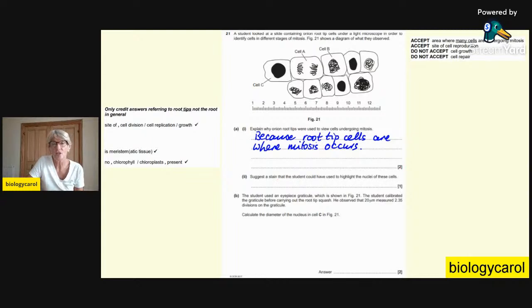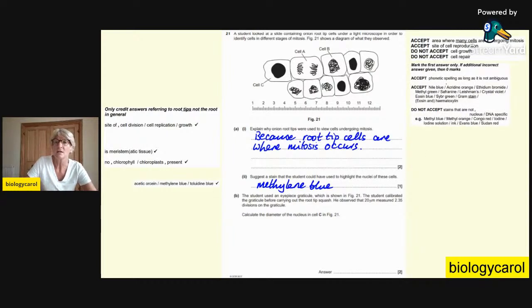Suggest a stain that the student could have used to highlight the nuclei. Now I love methylene blue. This is what I put. Methylene blue is quite a good stain to remember, because it often gets you a mark for a number of things. You obviously need to know iodine shows up starch, so that wouldn't have been the right answer. The other one, because I'm a teacher and I've done this practical several times, we use toluidine blue. So those are the answers that they were most expecting.